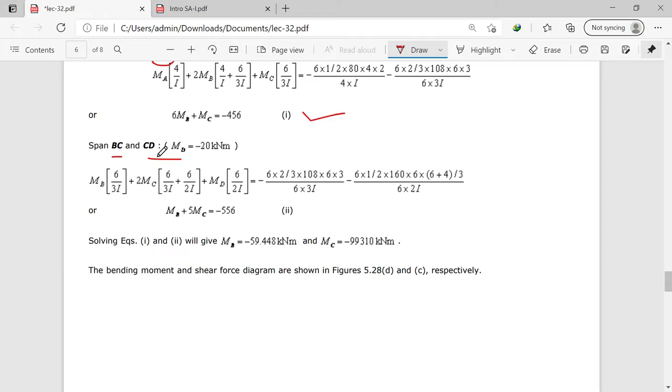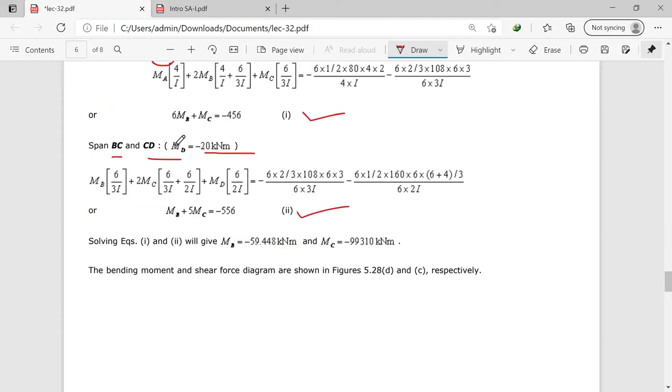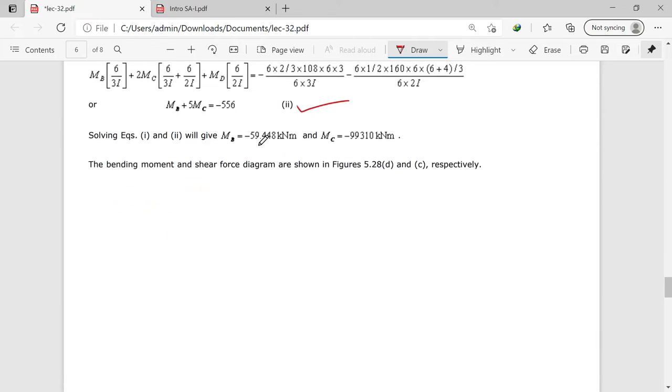Okay, when we apply the 3 moment theorem in second case, remember that here in MD we have to put this value, that is minus 20 kilonewton meter, that we have already calculated in the first step. Okay, and then we have to solve these equations, and then we will get the answer in terms of MB and MC. So two equations will be formed, simultaneous equations in MB and MC. When we solve these simultaneous equations in your calculator, you will get the two unknowns, MB and MC. That is the final output. So solving this equation, we will get MB is equal to minus 59.4 and MC will be equal to 99.3.